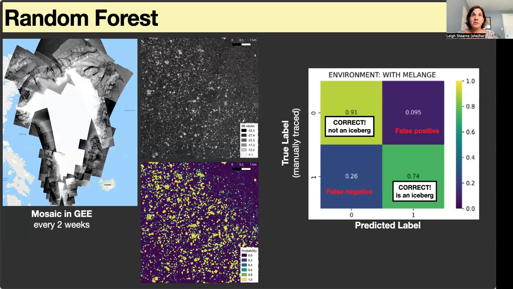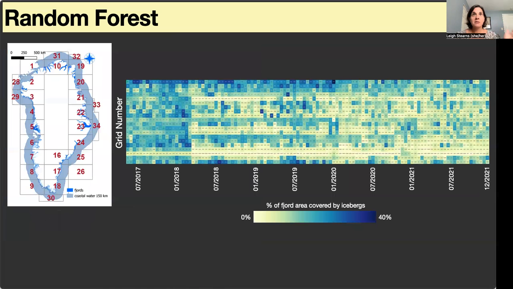But this kind of operation allows us to get results like this. And I know this is super, super busy, but we've divided the ice sheet up into these 30 some odd grids. This is showing the percent of fjord area in each grid that's covered by icebergs every 2 weeks, and it goes from 1 to 32. It's a little hard to read, but just to give you a sense of the wealth of data that we can get. It took a while to build the codes and get everything operational, but the system works pretty efficiently now that it's running.